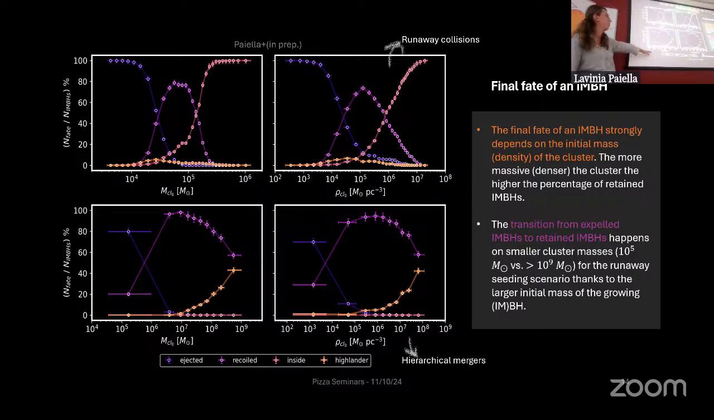But you can see also there's a big difference if you consider IMBHs which are formed through hierarchical mergers or runaway collisions. Indeed, on the top row, you can see that there is kind of a transition around 10 to the 5 solar masses: the line corresponding to the inside black hole goes up and basically crosses the one of the recoiled. So the fraction of inside black holes becomes more than the one of the recoiled. So you have a higher chance of retaining the black hole rather than getting it expelled. This doesn't happen here for a hierarchical merger. You actually never reach the point at which these two lines cross.